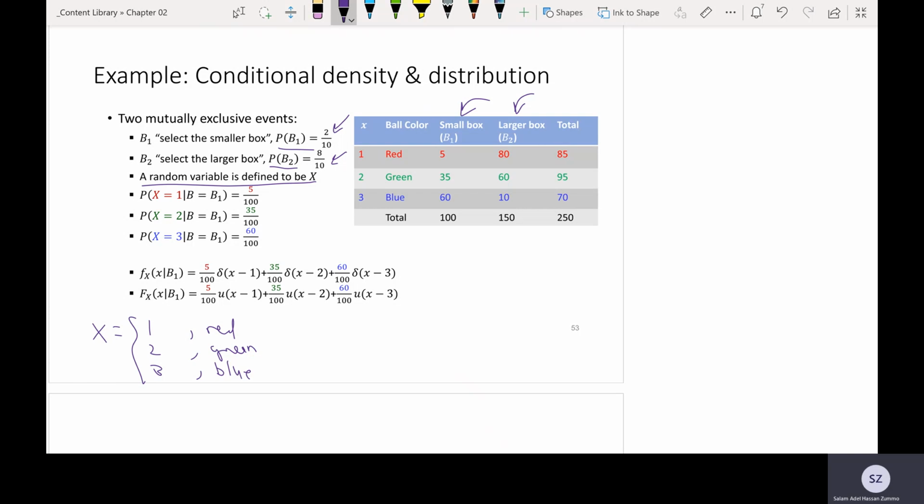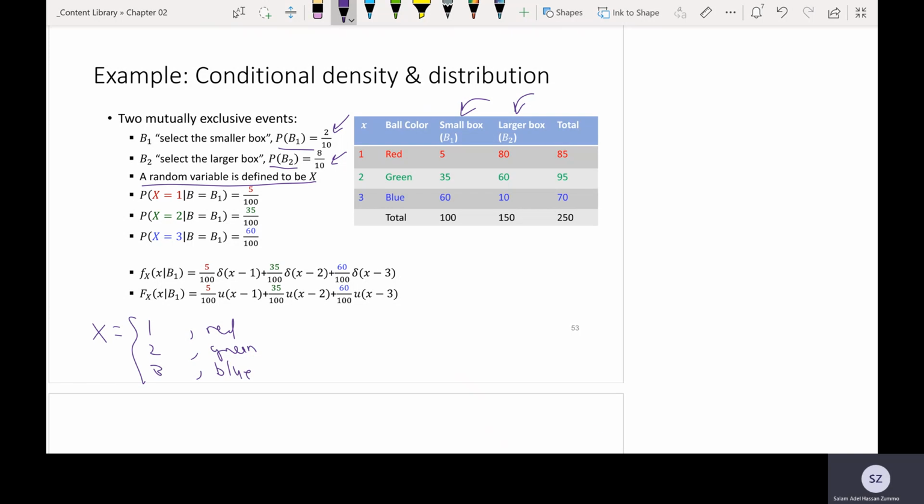Now we can ask different questions. For example, first of all, what is the distribution of x? Can you find the distribution of x? Is this discrete or continuous? Discrete. Why? It takes only 3 values, a discrete number of values. So it's not a continuous number.